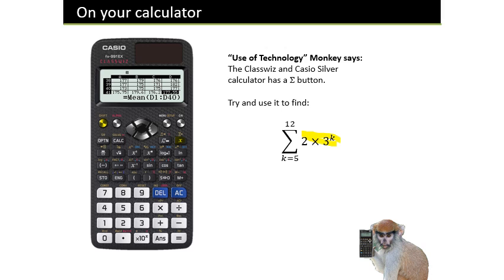With that in mind, have a go at exercise 3F now. Again, if you want to start near the end, that's absolutely fine.